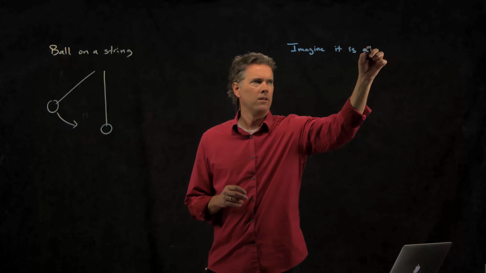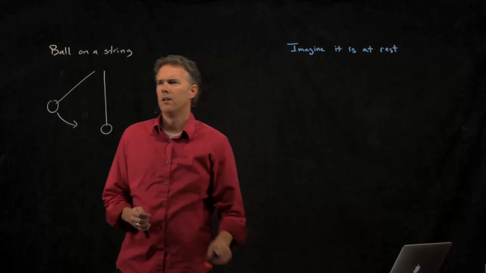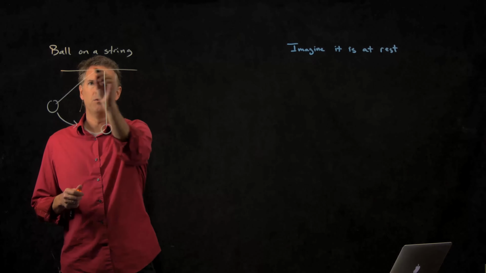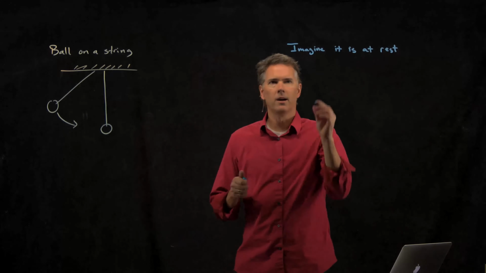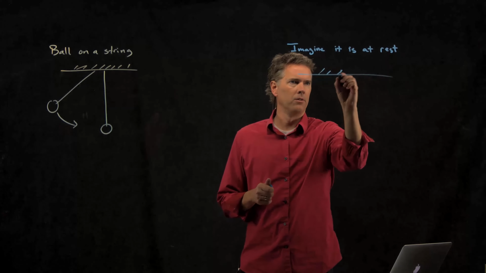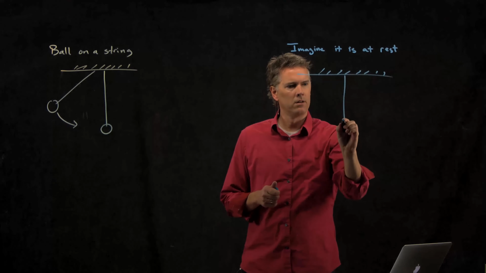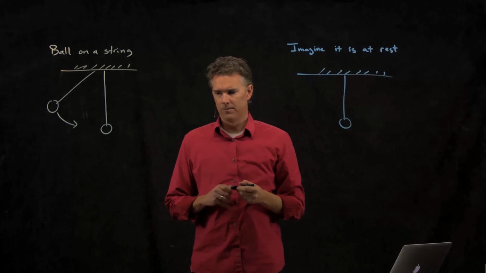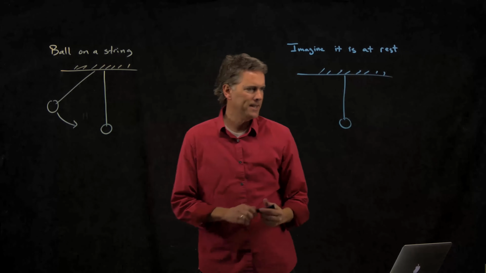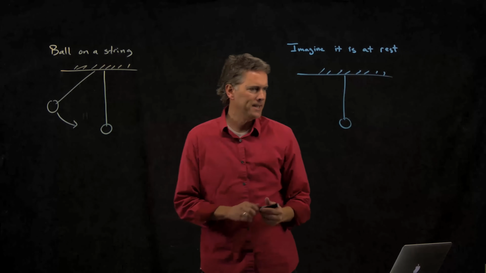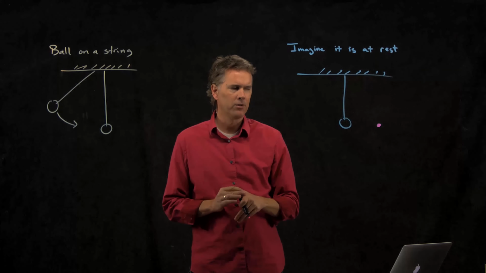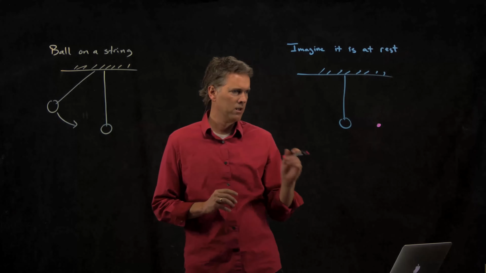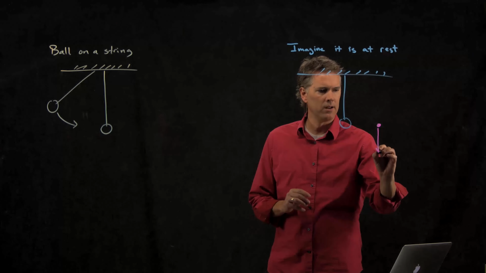If it's at rest, right, and this is the string that's hanging from the roof, if it's at rest, what does it look like? Well, it looks like exactly what we just drew. There it is. What does the free body diagram look like for that? What force should I put on there for that? What's the first one we always draw? Gravity. Gravity is down.